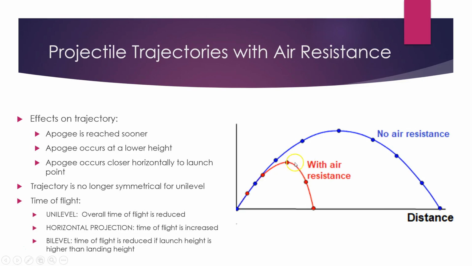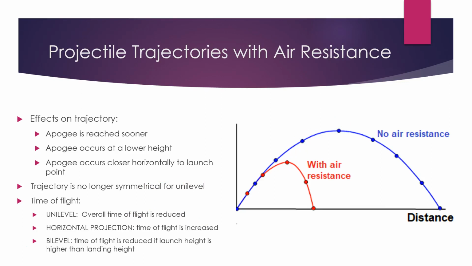Because even though it might fall slower than it would without air resistance from this apogee here, without air resistance it's actually falling from a higher height. You can see it's falling from a much higher height without air resistance than with. So you can show, the maths is complicated and we won't be doing it in year 12, but you can show that for a unilevel case, the overall time of flight is reduced with air resistance compared to without.